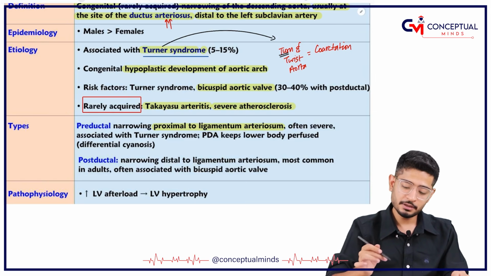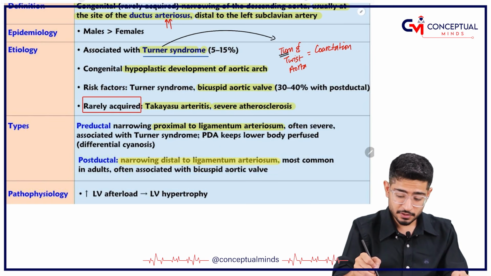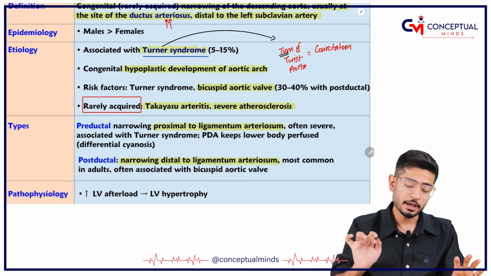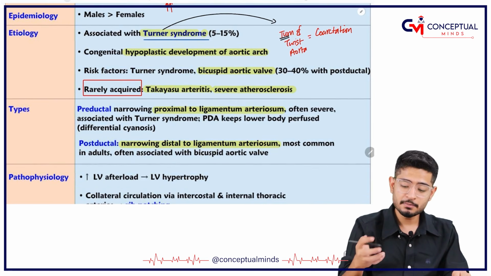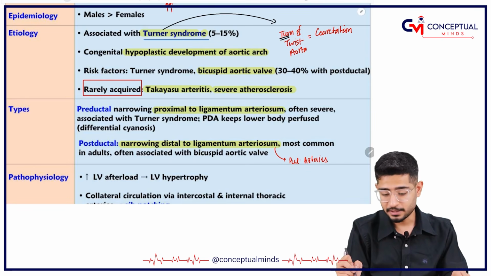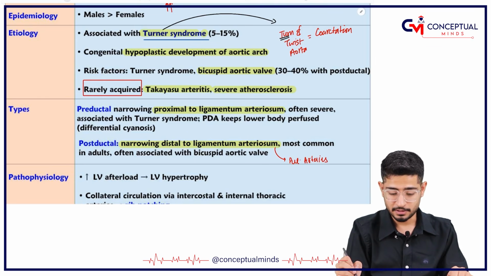Whereas post-ductal means it is a narrowing which is distal to the ligamentum arteriosum. So it is okay. Why? Because at least some amount of blood is going to go to the pulmonary arteries. Please understand this. This is an important thing which you have to understand.